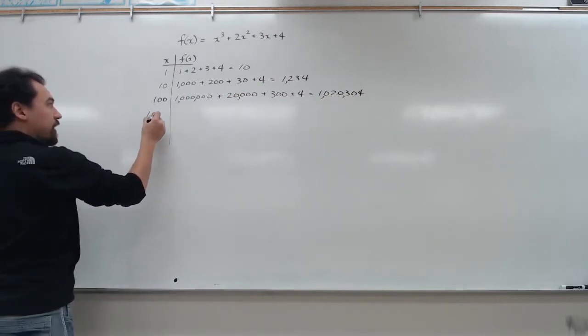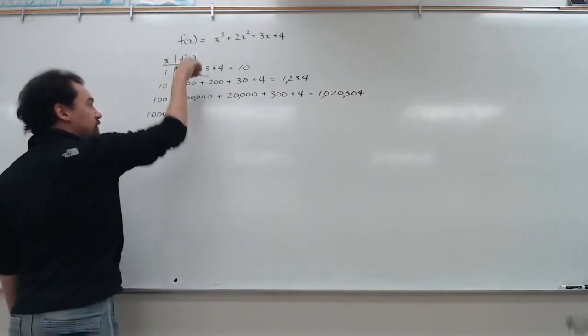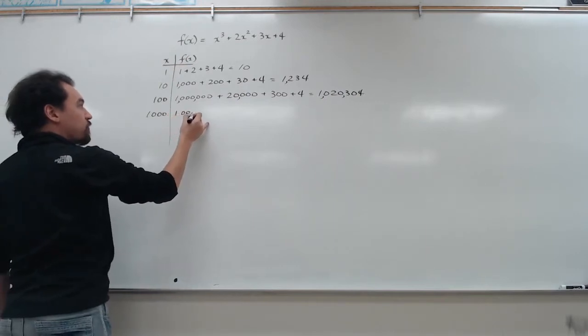Let's go up to the next order of magnitude. X is now 1,000. So 1,000 cubed is 1 with 9 zeros.